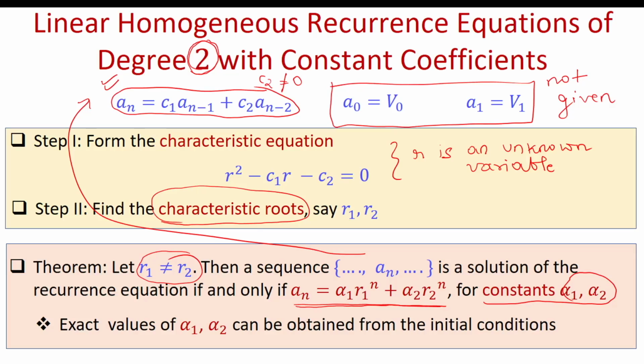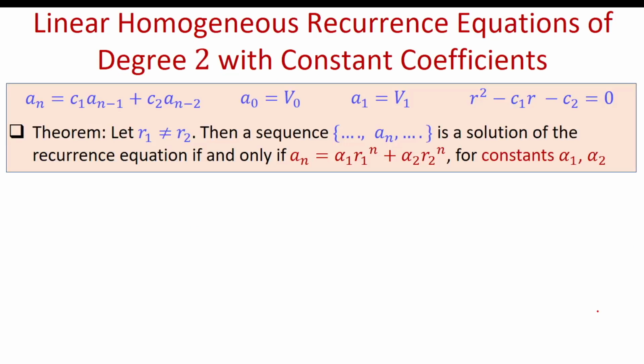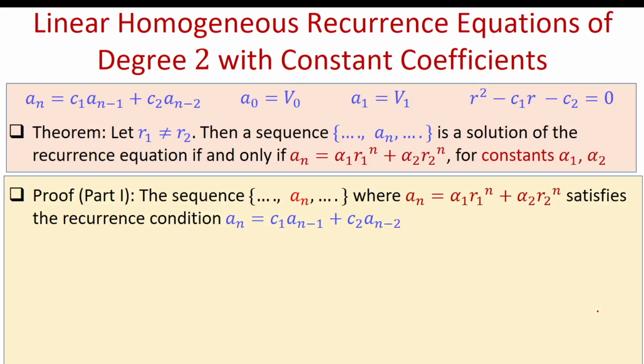And now, if you are given these initial conditions, that means you are interested to find out the sequence whose initial terms are v0 and v1 as well, then the exact values of these constants alpha 1 and alpha 2 can be obtained by utilizing the initial conditions. So let's first prove this theorem statement here.